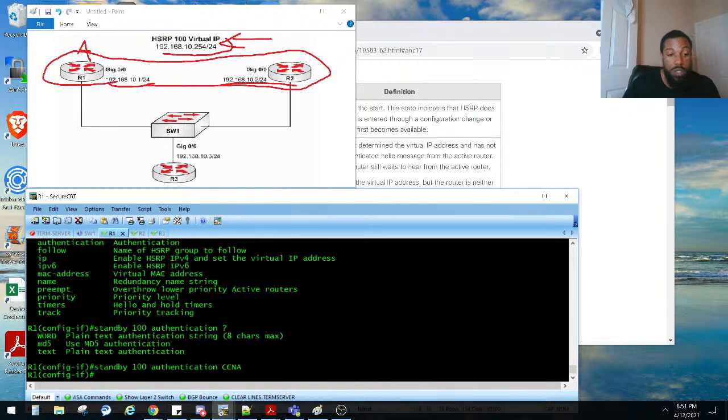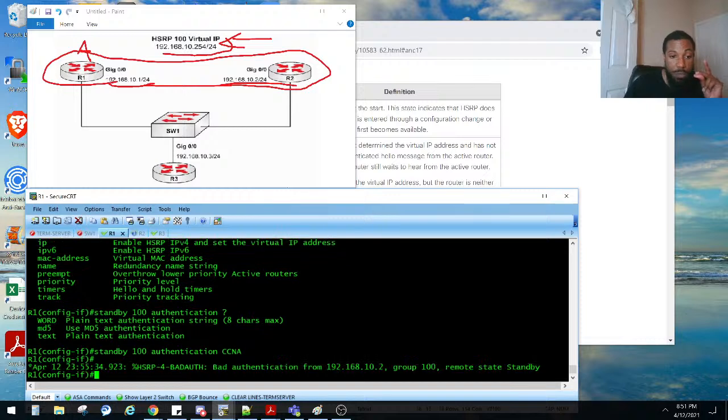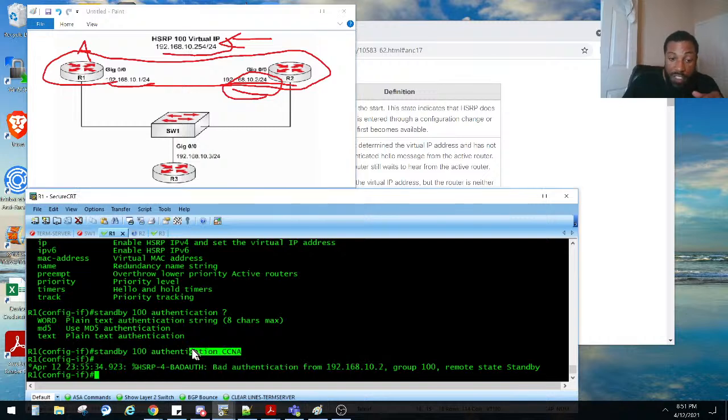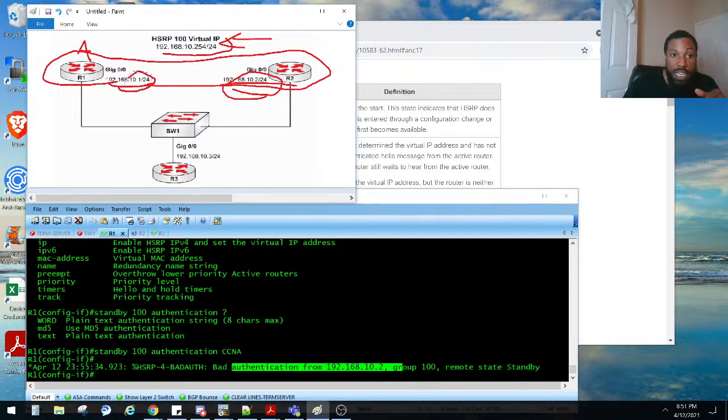We do this, and notice we are going to detect the failure. Should be, boom, right there. Notice bad authentication from 10.2. Who is that? Oh, this guy is seen as an intruder. Why? Because he ain't got the key, the authentication key, CCNA. So that's why we got this error right here. HSRP, this is a level 4 message, bad authentication from 10.2. Who am I? I'm 10.1 and he's 10.2. So I have the password. I got the keys, and he does not have the key. That's the reason why we're getting that error there.